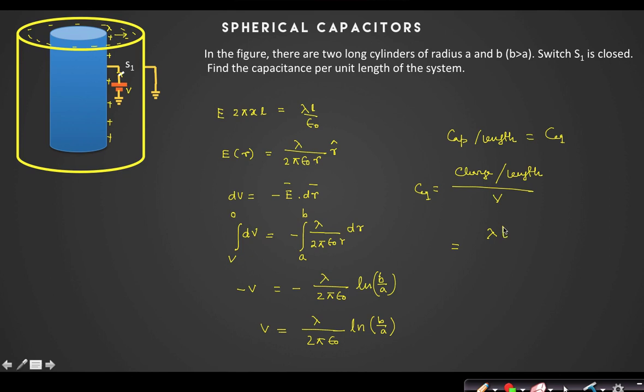Now L is equal to 1 definitely, because charge per unit length is just lambda. That is why I have taken lambda into 1, divided by lambda by 2 pi epsilon naught into ln B by A. So your answer should be 2 pi epsilon naught divided by ln B by A.